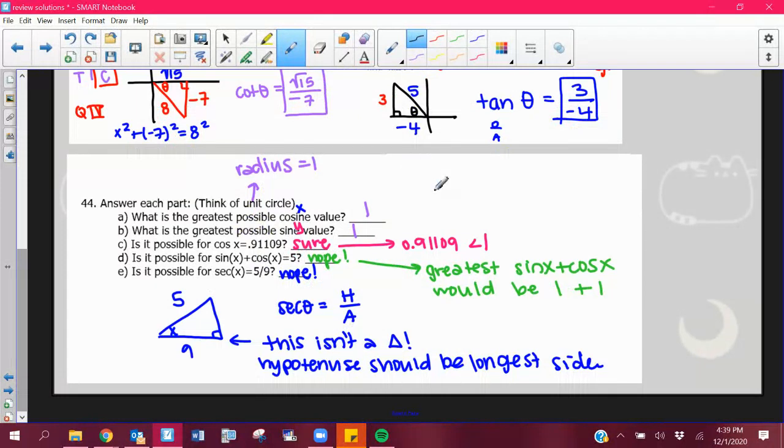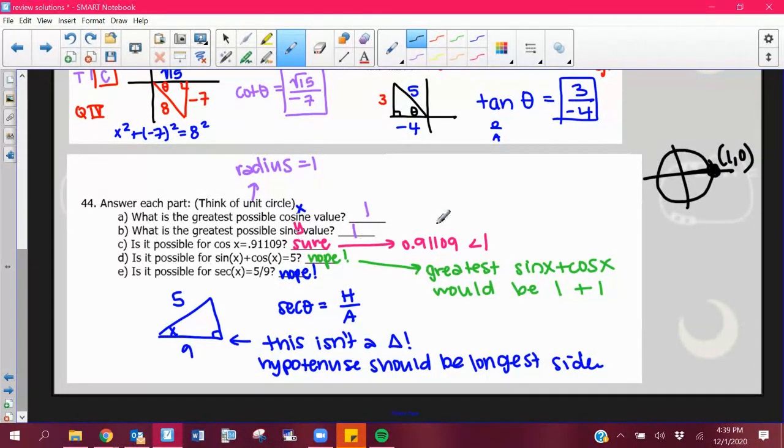This last question, it really helps to think of your unit circle where your radius is equal to 1. Okay, so if you're thinking on your unit circle, what is the greatest possible cosine value? Well, looking at my unit circle, cosine goes with x. So the biggest value that x can take is right here, and that x value is just 1. So the biggest possible cosine value is just 1.